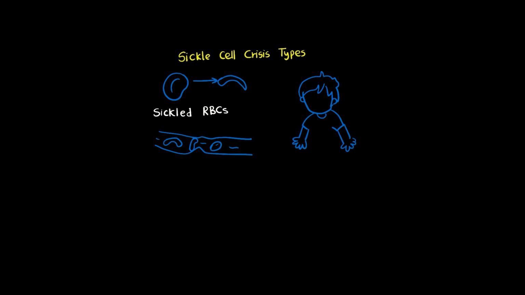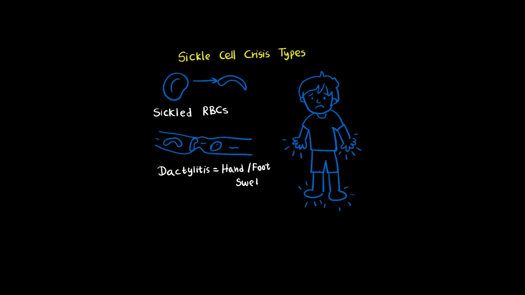Vaso-occlusive crisis occurs when sickled cells obstruct blood flow to tissues. In infants, this commonly affects the small bones of hands and feet, causing dactylitis, painful swelling of digits. The blocked blood flow causes tissue ischemia, inflammation, and the characteristic swollen, painful extremities. This differs from aplastic crisis with sudden anemia or splenic sequestration with acute spleen enlargement.